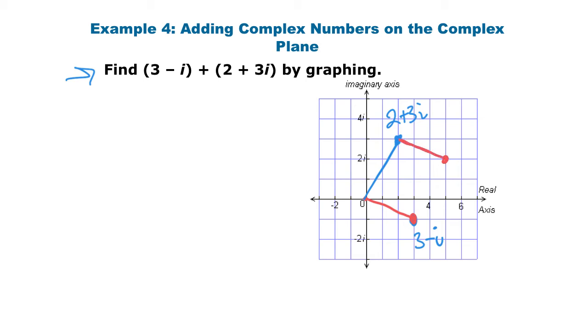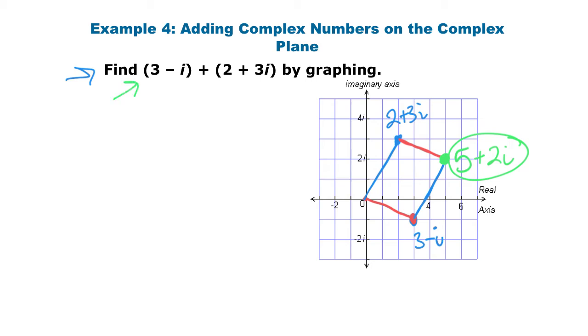So those two lines now are parallel. They have the same slope. And I can connect this point over here. Now this point where those parallelogram lines meet is what I would end up with when I add them together. And so this is 5 plus 2i. So there's adding them together using a graph, creating parallelograms, which is a really interesting way to look at it.